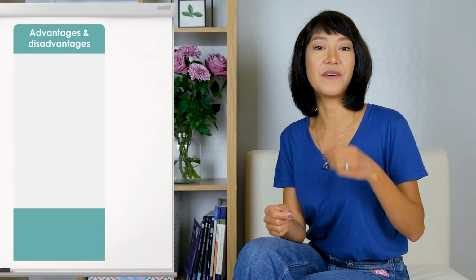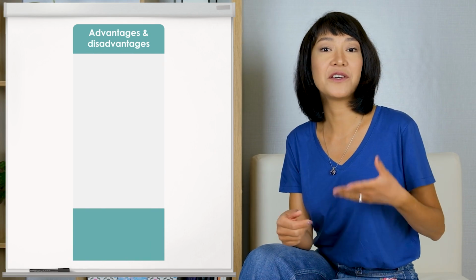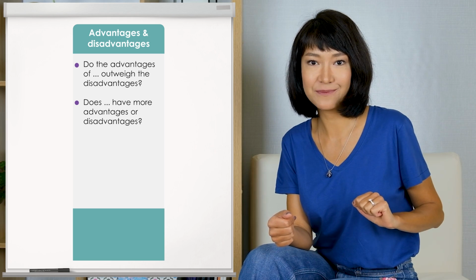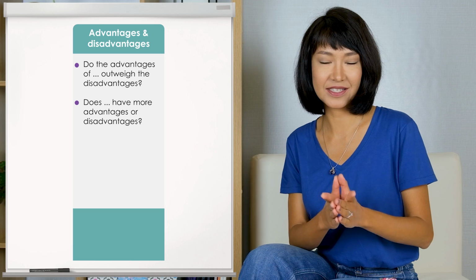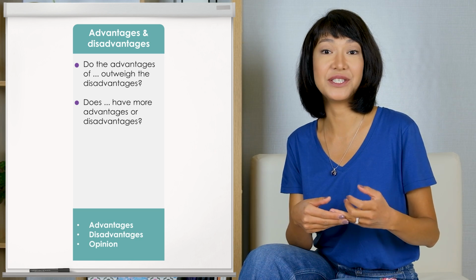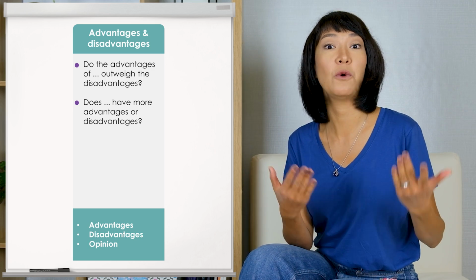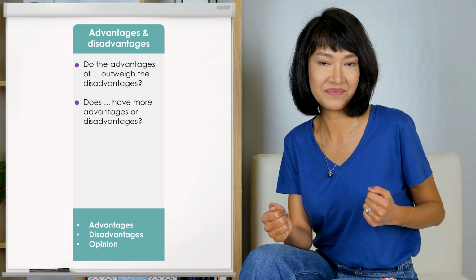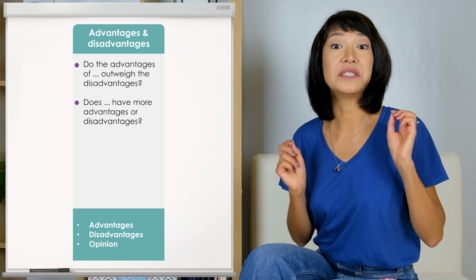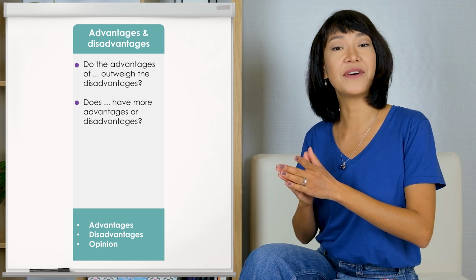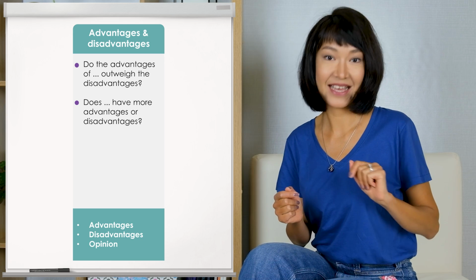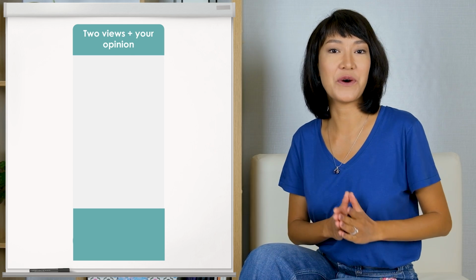The first is advantages and disadvantages, where the question reads, do the advantages outweigh the disadvantages? In this case, you must discuss 3 things: the advantages, the disadvantages, and your opinion, explaining which you think are greater. Even if you think the advantages are far greater, you must still write about the disadvantages as much as about the advantages.